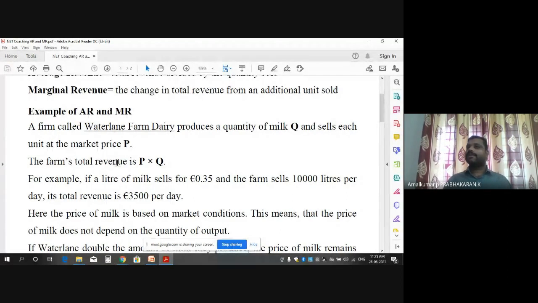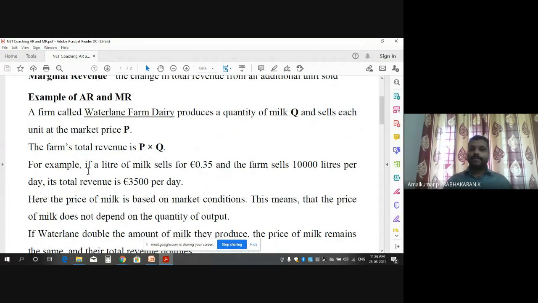The farm's total revenue is P times Q. The total revenue is the quantity produced times the price of each unit. For example, if a liter of milk sells at 0.35 euro, and the farm sells 10,000 liters per day, its total revenue is 10,000 times 0.35, which gives 3,500 euro per day. This is the farm's total revenue.